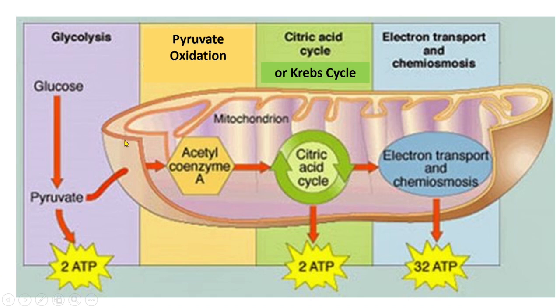Showing you this picture, outside of the mitochondrion, glycolysis will be happening, while inside the mitochondrion, the pyruvate oxidation, citric acid cycle or Krebs cycle, and electron transport chain and chemiosmosis will also be happening. Now, since we're showing already the ATP, glycolysis produces 2 ATP, the Krebs cycle, or citric acid cycle, produces 2 ATP, while most of the ATPs will be produced by the electron transport chain or oxidative phosphorylation, chemiosmosis.